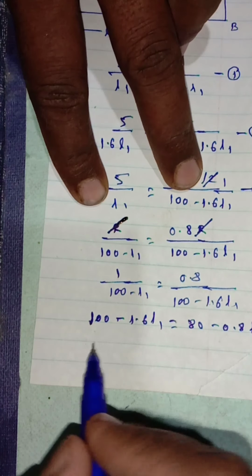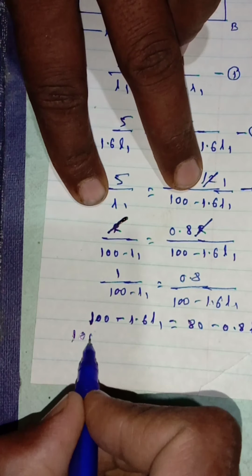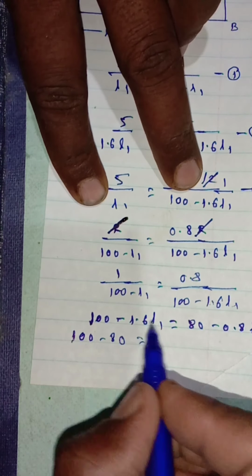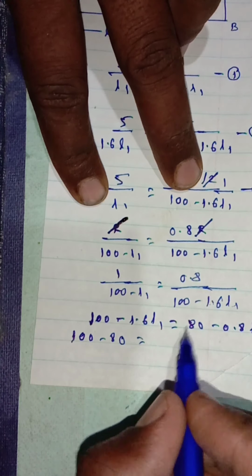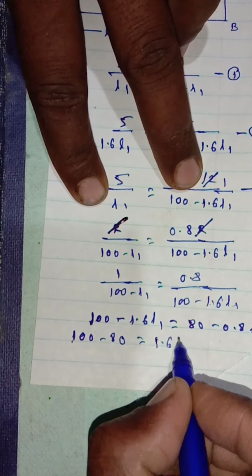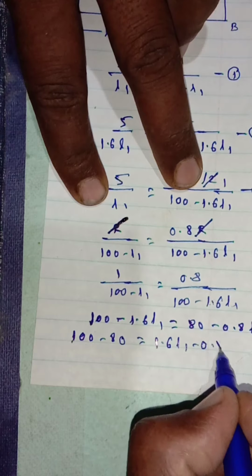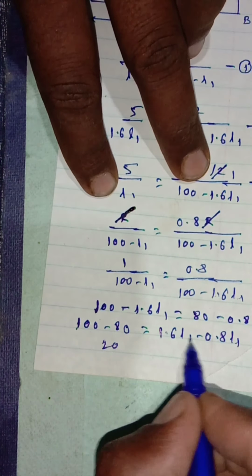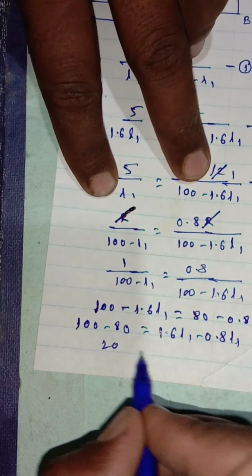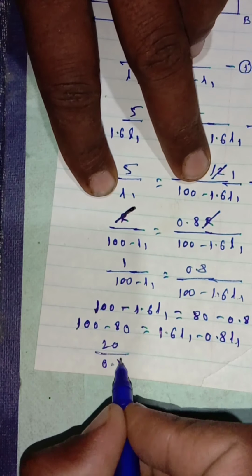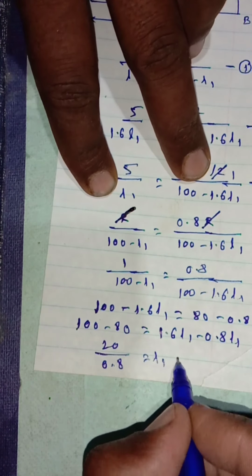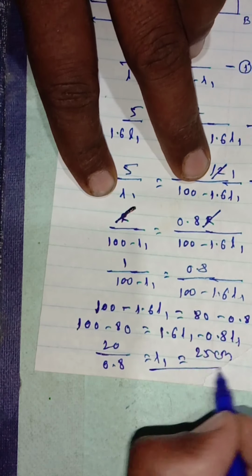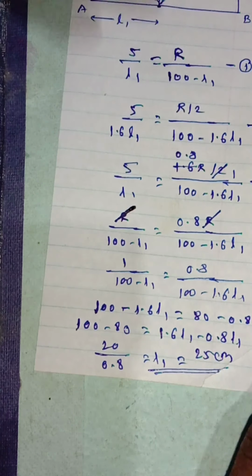Shifting 80 toward the left side, 100 minus 80 is equal to, shifting 1.6 into L1 toward the right side, 1.6 L1 minus 0.8 L1. Then here is 20 and 0.8, shifting toward the left, 20 divided by 0.8 is equal to L1. We got 25 centimeter, that is, L1 is 25 centimeter.